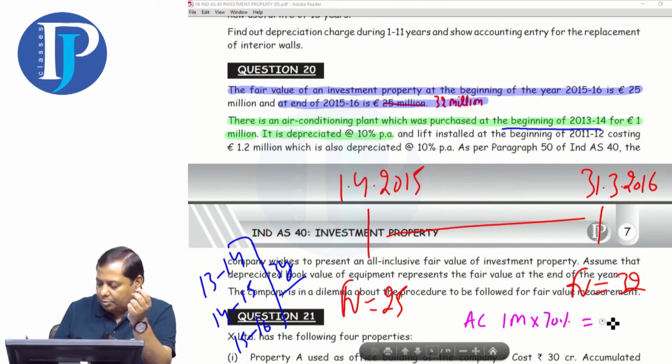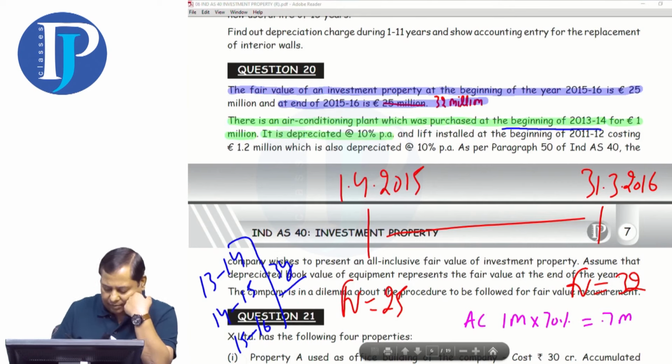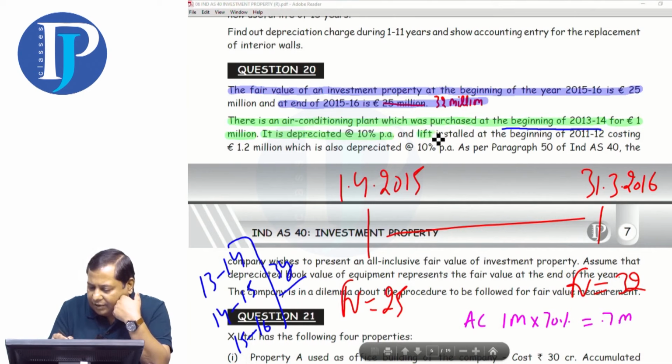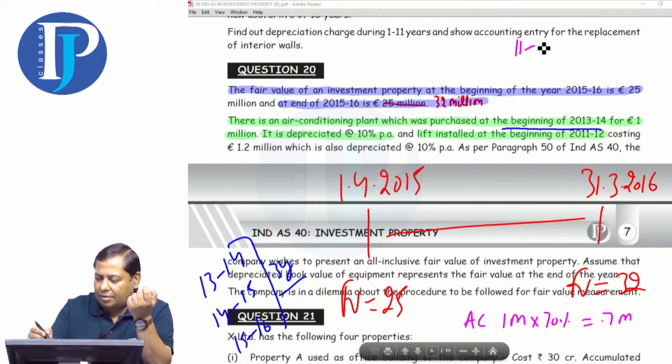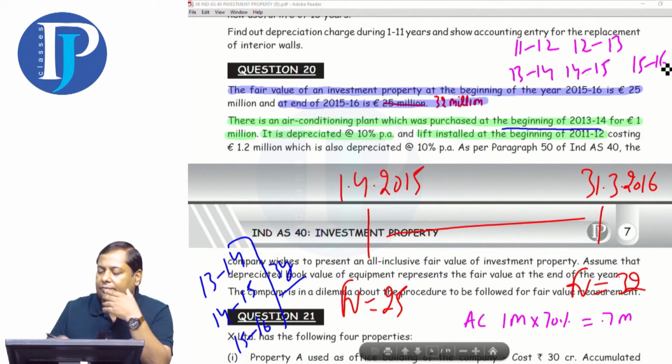70%, so it will be 0.7 million. It was 1 million. There would have been 3 depreciations of 10% each, totaling 30% and leaving 70% value. Then there is a lift in it. This lift was installed in the beginning of 11-12. 11-12, 12-13, 13-14, 14-15 and 15-16. It was applied 5 years ago.